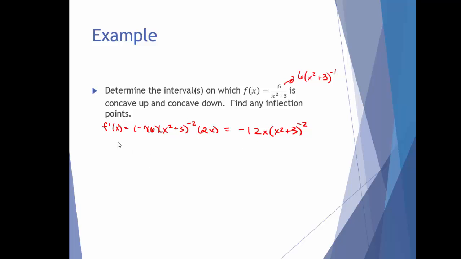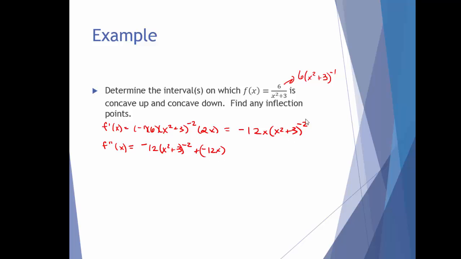Because this question only asks us about concavity, we don't actually need the first derivative, other than it's our path to the second derivative. So here we go. We're going to need to use the product rule, because we have negative 12x times (x squared plus 3) to the negative 2. I'll start by taking the derivative of negative 12x, which is negative 12. We'll leave the (x squared plus 3) to the negative 2 as is. And then we're going to add that to negative 12x as is.